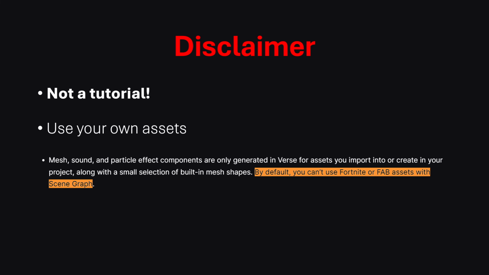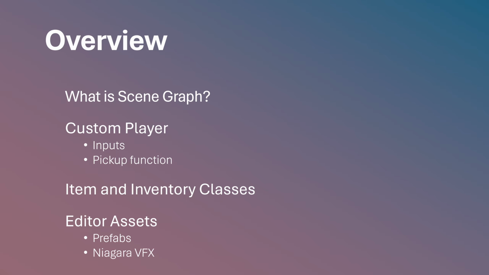In this video, we will briefly go over scene graph for those who are uninitiated. After that, we will look at the code of the custom player, with inputs and the new pickup function. And finally, we will look at the updated custom item class, new inventory class, and the editor assets you need to make for each item.